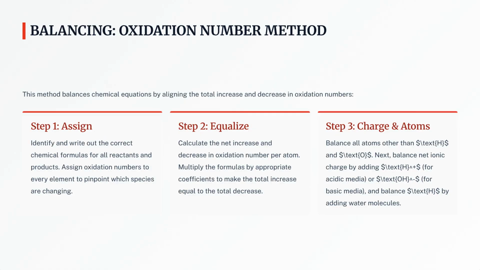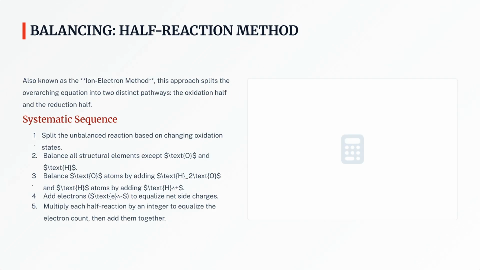The oxidation number method balances equations by aligning total electron increase and decrease. We assign numbers, equalize the changes, and finally balance atoms and net charge. The half reaction, or ion-electron method, splits the equation into two pathways. This systematic approach balances elements, oxygen, hydrogen, and finally electrons to reach a balanced final equation.